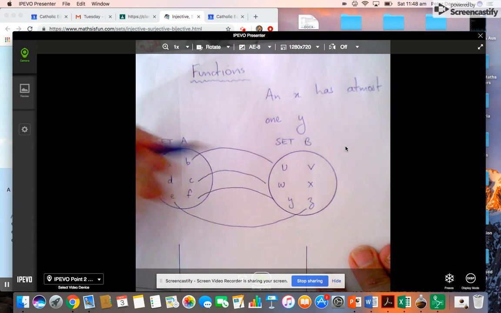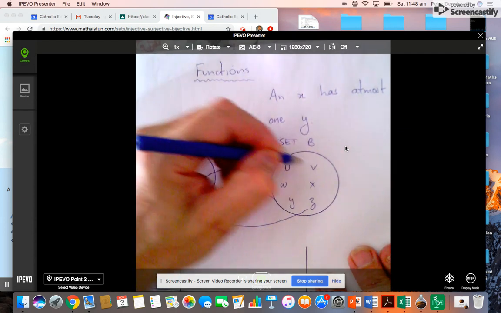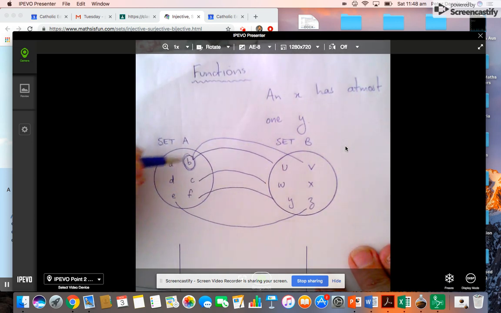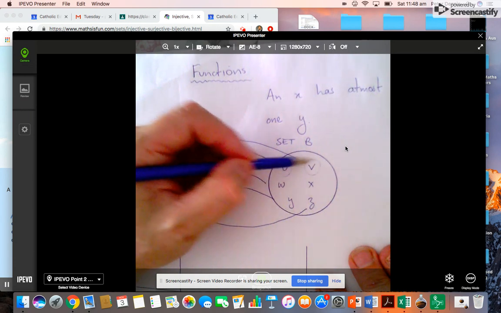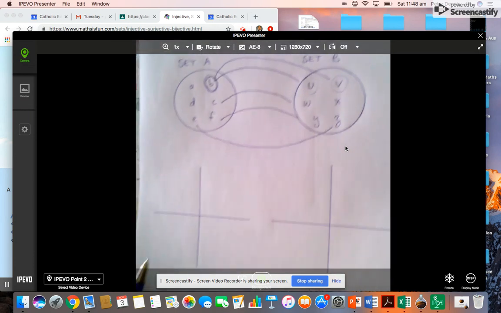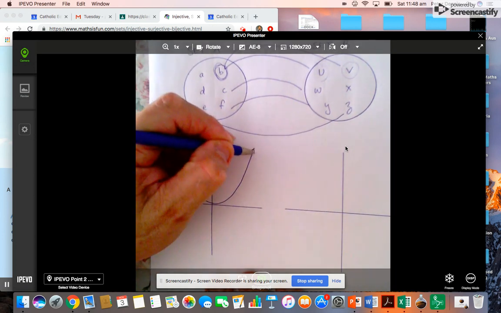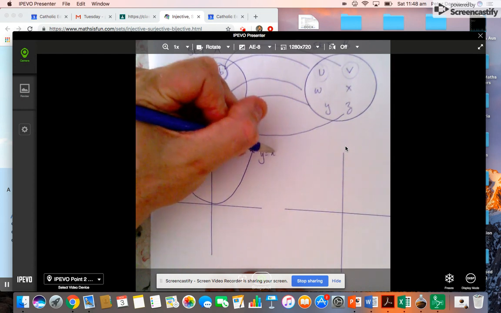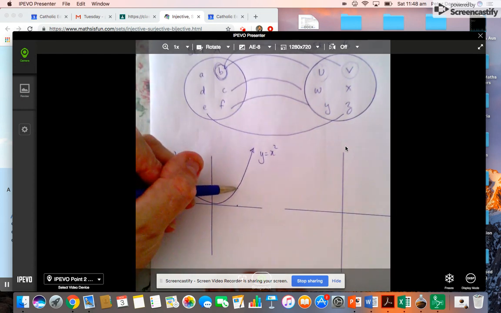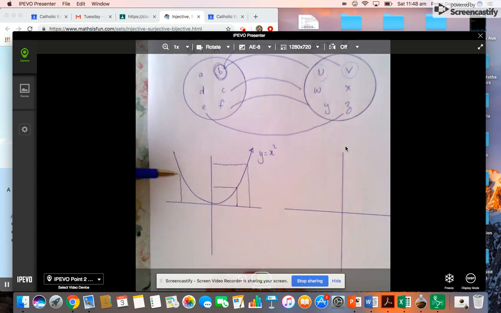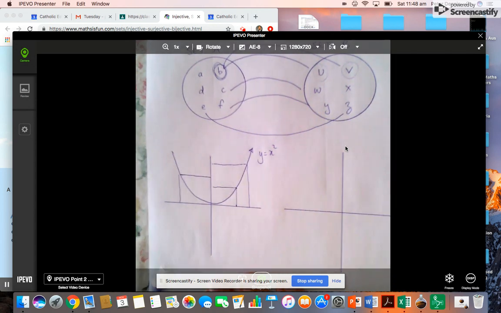But if b goes to u and to v, that is not a function, because this x value has 2 outputs. So what does that look like in terms of a graph? These things are functions. Y equals x squared is a function. Every x value has one y value. Here's an x value, it has one y value. Here's another x value, it has one y value. So every single x value has one y value at most.